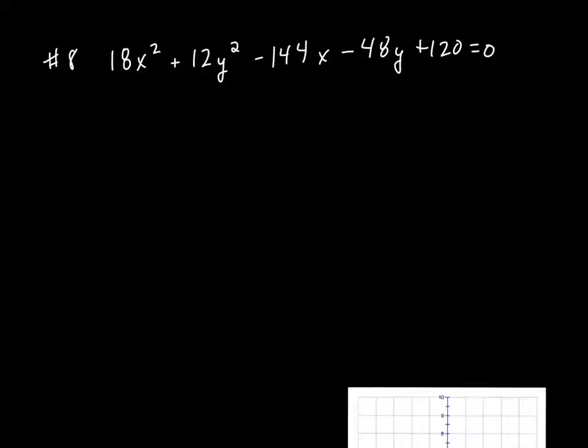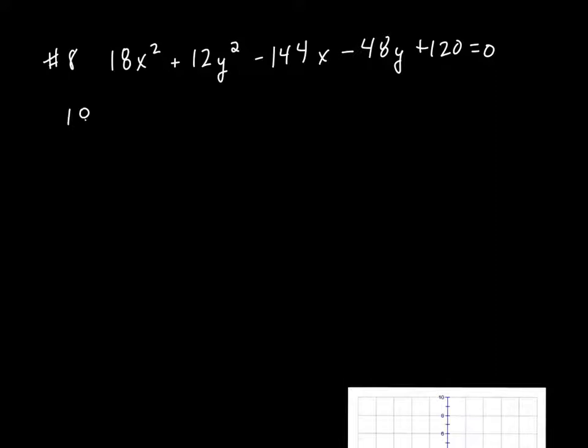For number 8, we have the ellipse defined by the equation in general form. So the first thing we have to go through and do is put this in standard form. Then we'll find the coordinates of the center, focus, vertices, and graph this.